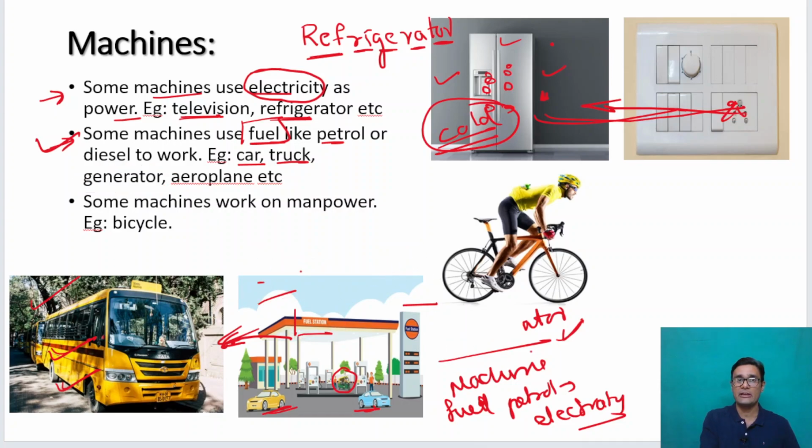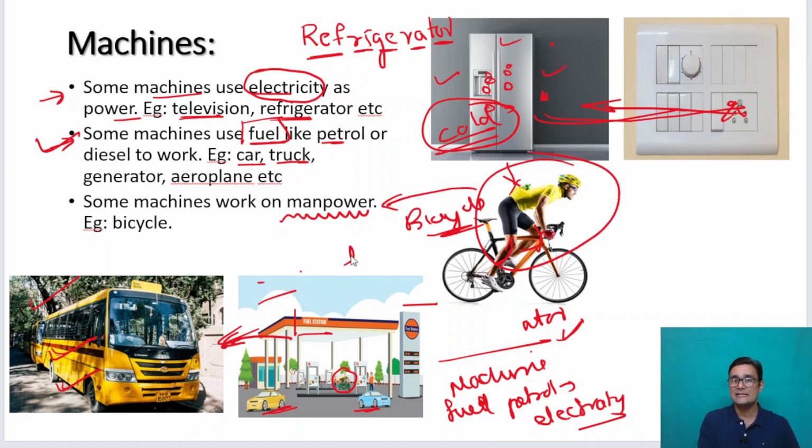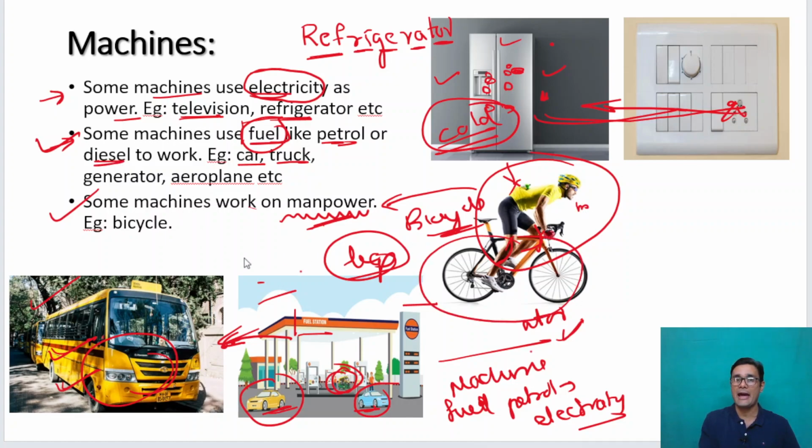For example, we have a bicycle. Here it is run by the power of this man's legs. So it is run with manpower, the power which this man is generating with his legs. So that is called manpower. Okay, so some machines work on manpower. Some machines like fridge and TV work on electricity. Some machines like cars, like bikes, like buses, they run on fuel like petrol and diesel. Some machines like bicycle, they run on manpower.